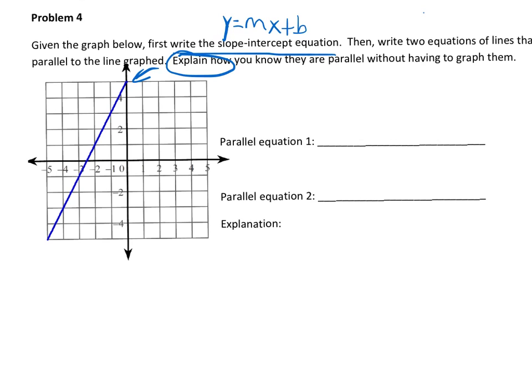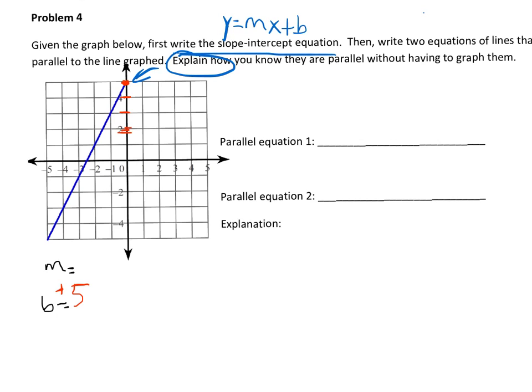Well, to write the slope-intercept equation of any graph, we have to find 2 things, right? We have to find the m and the b. Well, let's figure out what the m is. Actually, let's start with the b. So the b is right here where it crosses the y-axis. Looks like the b is 5 because this is 2. Should be a little bit above there. 2, 3, 4, 5. So my b is positive 5.